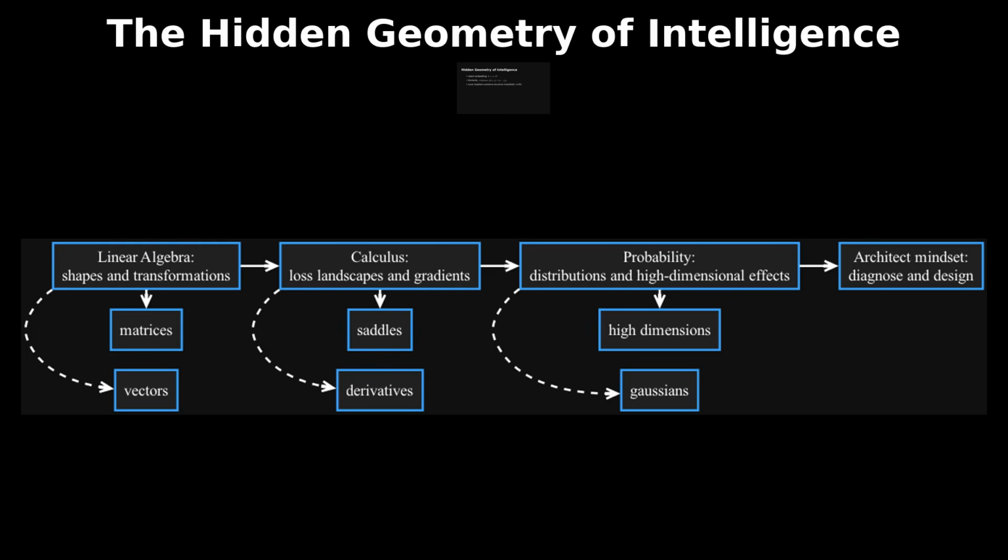So here is the promise of the series. We will build a visual mental model of three languages: linear algebra for transformations, calculus for learning dynamics, and probability for uncertainty. The goal is not to grind through algebra by hand. The goal is to see the mechanism clearly enough that when a model fails, you can predict why and design a fix.